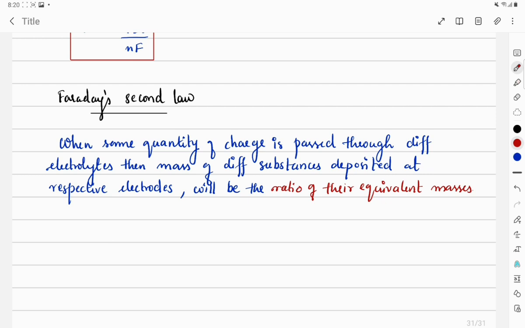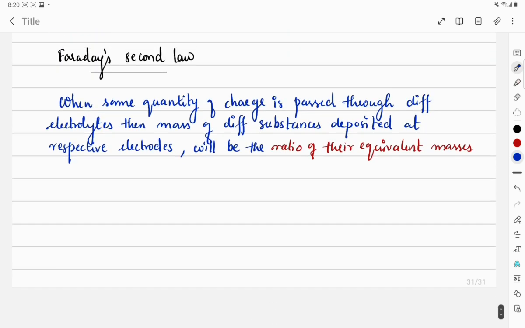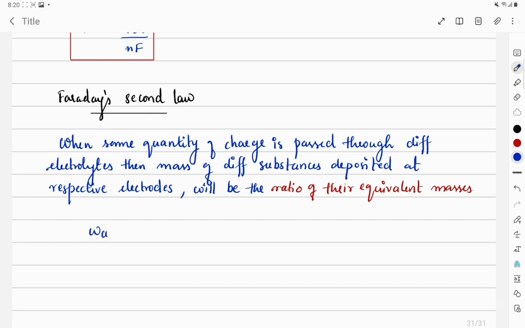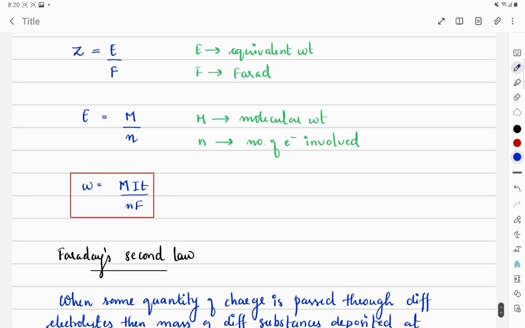Suppose we are carrying out electrolysis for a salt containing zinc and for another salt containing copper. Now if I pass the same amount of current to both of them, the ratio of weight of copper deposited to weight of zinc deposited will be equal to the ratio of their equivalent masses. That means equivalent mass of copper divided by equivalent mass of zinc. Since the same amount of charge is passed, that means the same farad, and Z is equal to E by F. F is the same, so we can actually replace E with Z for both of them.